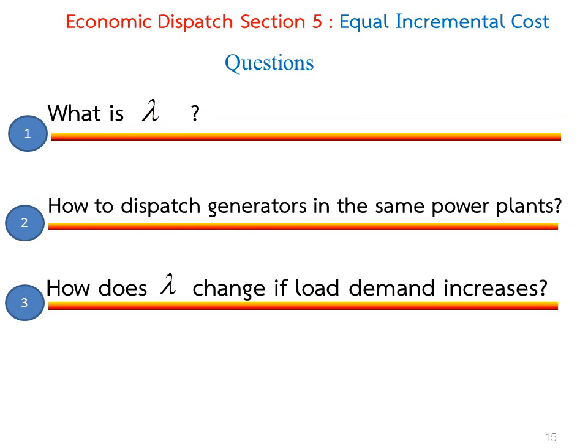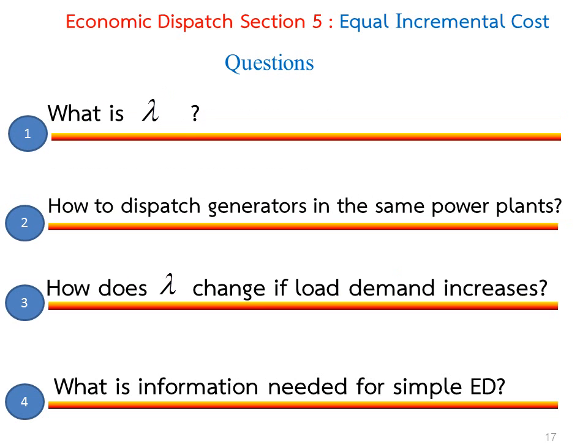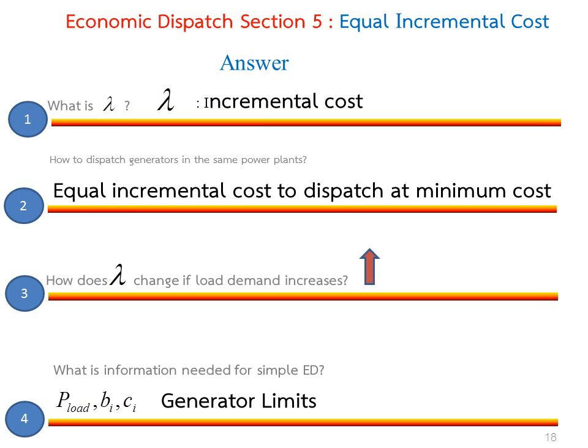The third question, how does lambda change if load demand increases? Lambda increases as load demand increases. The fourth question, what information is needed for simple economic dispatch? When we perform economic dispatch, we should know load demand, B and C coefficients, and generator limits.